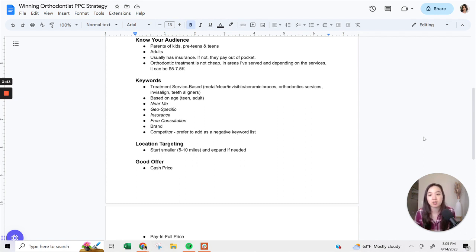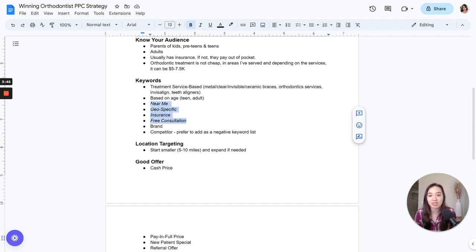Next, in these next 3 bullet points that I have italicized, these are what I would call transaction-based keywords. So keywords like near me, geo-specific, insurance-related keywords, and free consultation. These are all very low funnel keywords. You need to have these in your keyword set, because people searching these tend to be more serious. They're looking for orthodontists near them, in Los Angeles, where you are, or whatever market you're in.